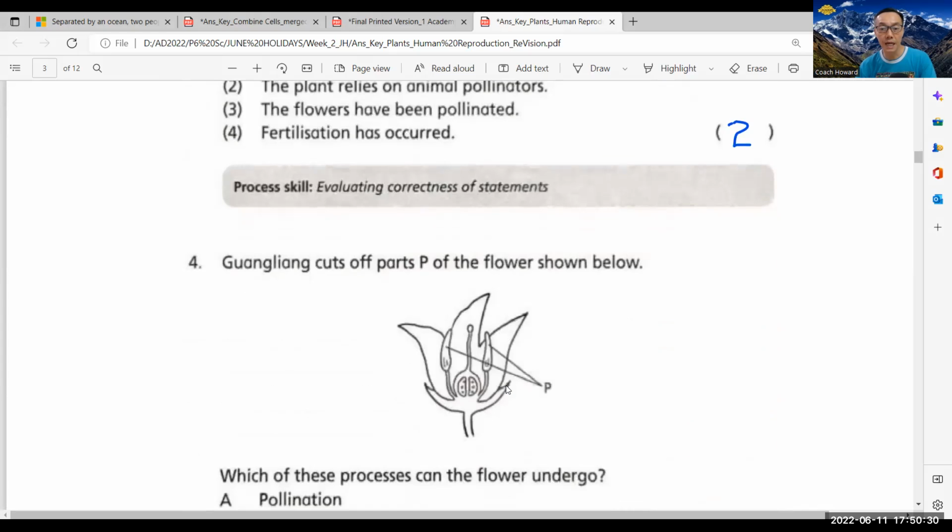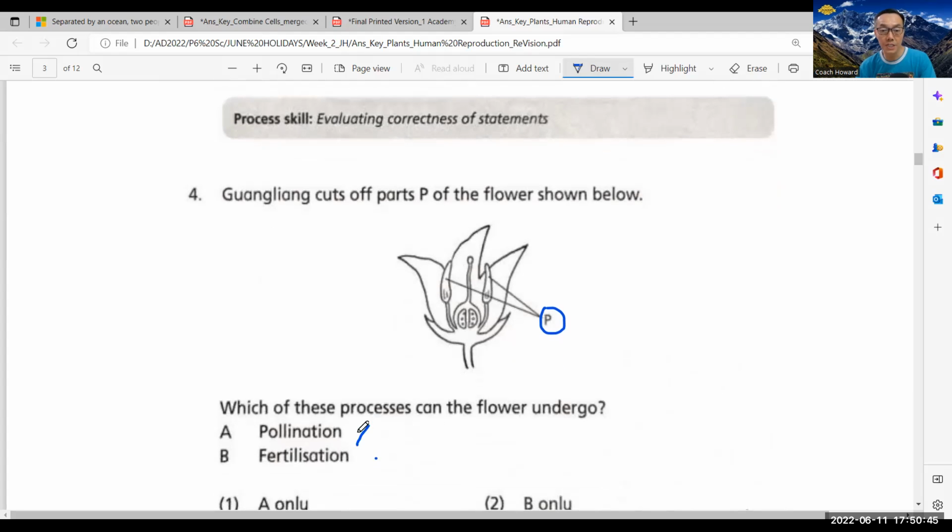Okay, this part has been cut off. So what is this part called? Part P. Part P is called the anther. Anther contains what? Anther contains pollen grains. So if you cut it off, that means there's no pollen grain. No pollen grain means no pollination.